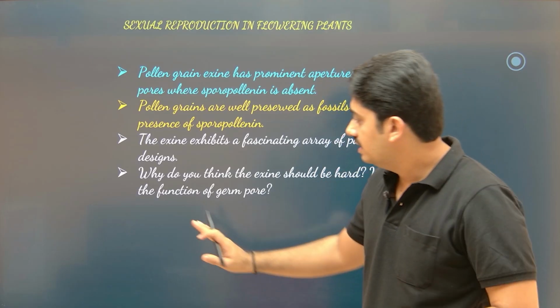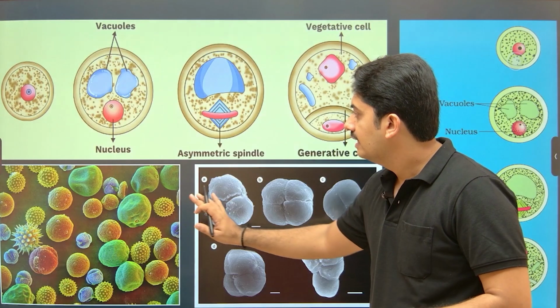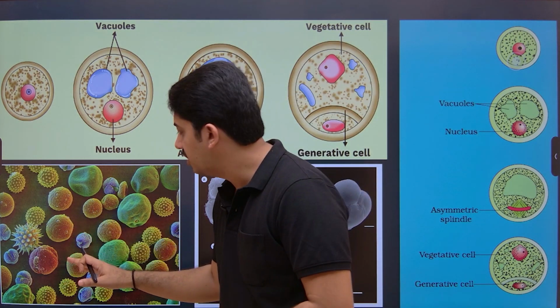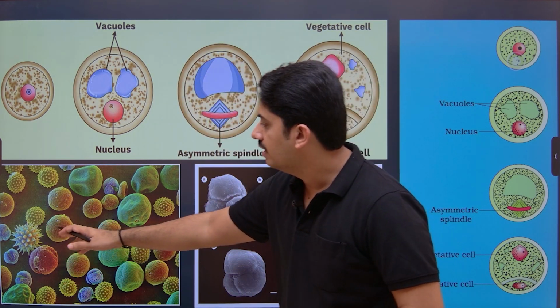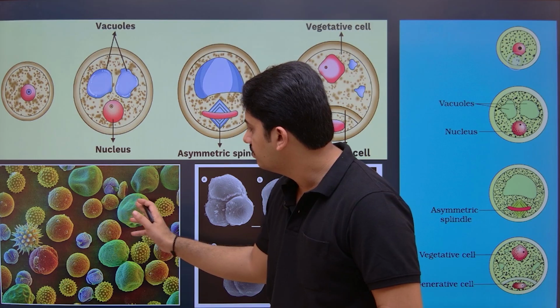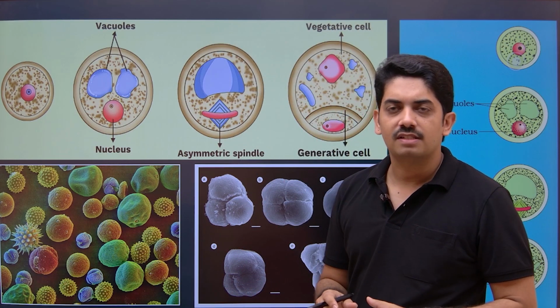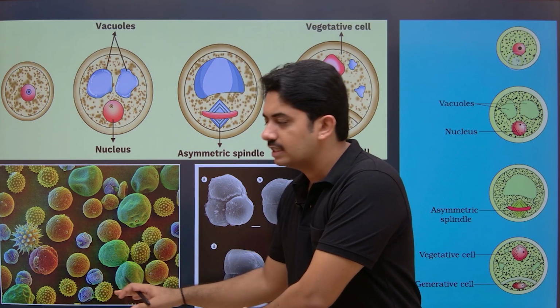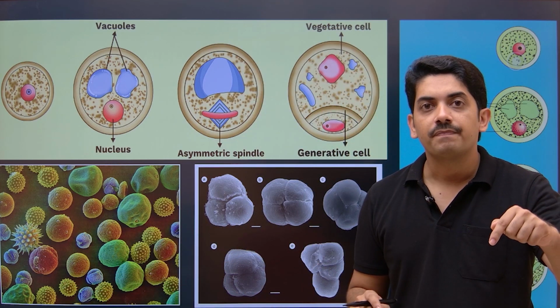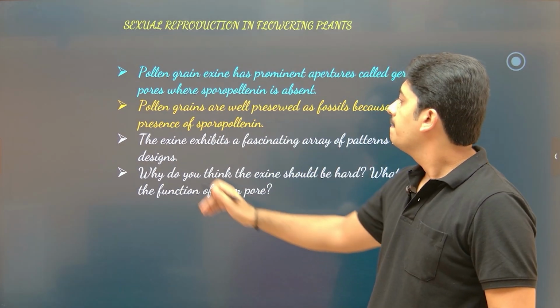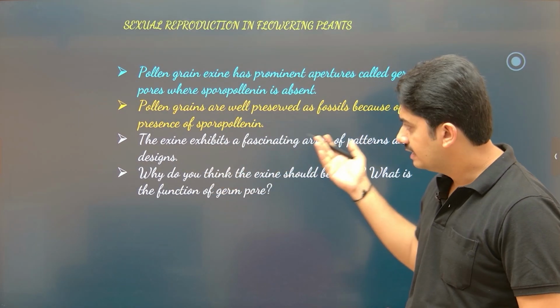The exine exhibits a fascinating array of patterns and designs. If you observe the slides, here you can see a fascinating array, meaning arrangement, of exines. Some of them are spiny, some are spiral, some have an oval shape, some have depressions. So there are so many types of pollen grains, and that is mainly due to the presence of exine.